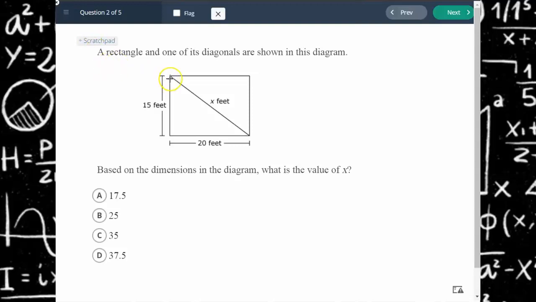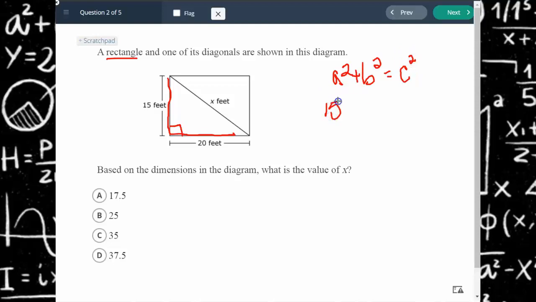A rectangle and one of its diagonals are shown in this diagram. So they've told us here that this is indeed a rectangle, and that tells me that this is a right angle, because a rectangle by definition has 4 right angles. So this diagonal has now formed a right triangle with legs 15 and 20. So I know that I can now use the Pythagorean theorem: a squared plus b squared equals c squared.